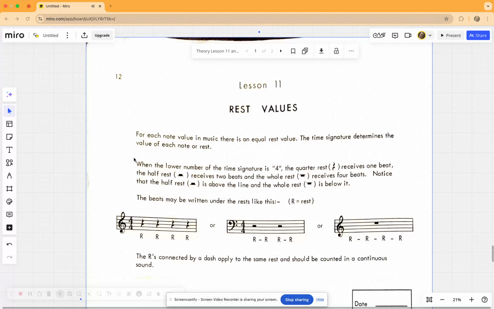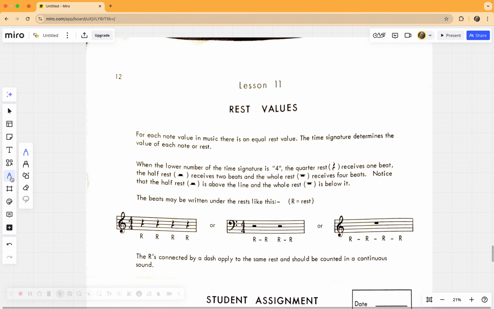Okay, everybody, here comes lesson 11. Now, the idea in music of resting. Resting. In other words, you're not playing. You're not making sound when you're resting in music. But you're still counting because you're talking about rest, but you're also talking about value. And in music, note values pertain to how much time a note receives. That's its value in music.